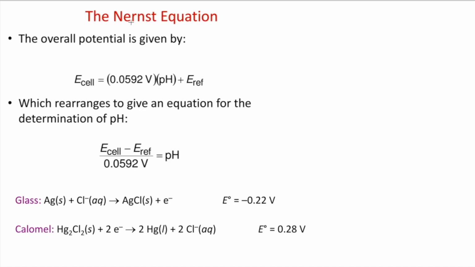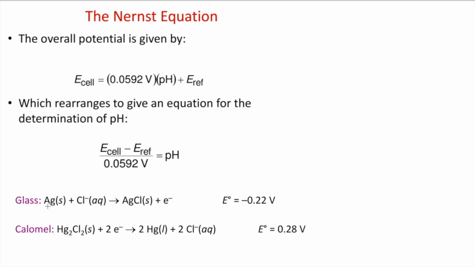The next is some application of Nernst equation. So overall potential can be calculated by this formula, that is E of cell is equals to 0.0592 volt into pH plus E reference. Now this rearranges to a particular equation which gives you pH is equals to E of cell minus E reference divided by 0.0592 volt. So if you want to calculate the pH of a particular electrochemical reaction, you can calculate it using this particular Nernst equation.